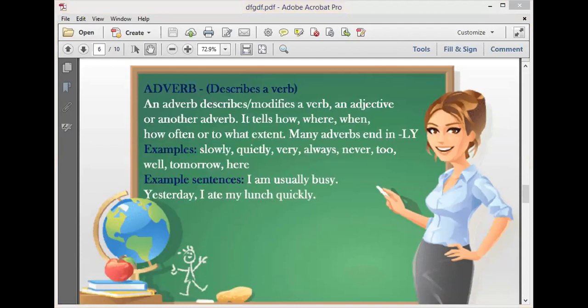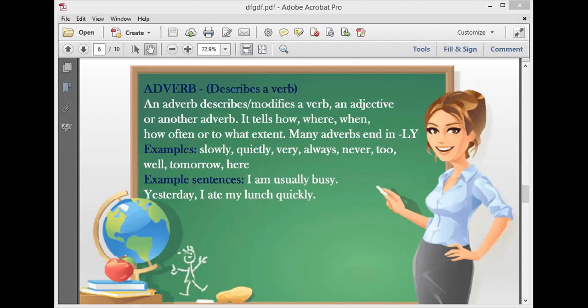So what is an adverb? An adverb describes or modifies a verb, as we said before. And it describes and modifies an adjective or another adverb. But it never describes a noun. So it usually answers the question of when, where, how, why, under what condition, or to what degree, right?